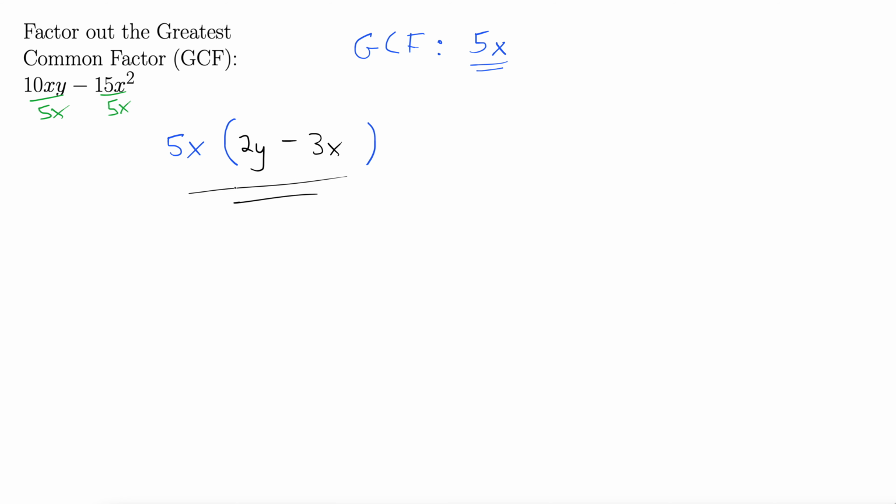There we have it. And if you wanted to check this, you could by just multiplying this whole thing back through. You could multiply this 5x back through here and note that you would get 10xy minus 15x squared indeed. So sometimes it helps to check it, especially if you have time left on an exam or something like that. But you should be able to do this with enough precision that you don't need to check it every time.